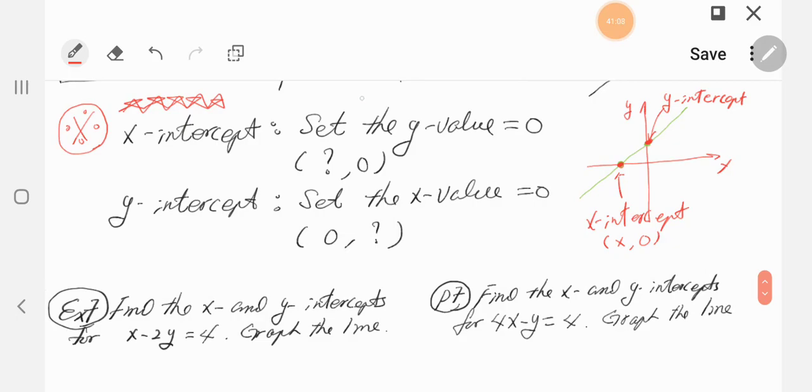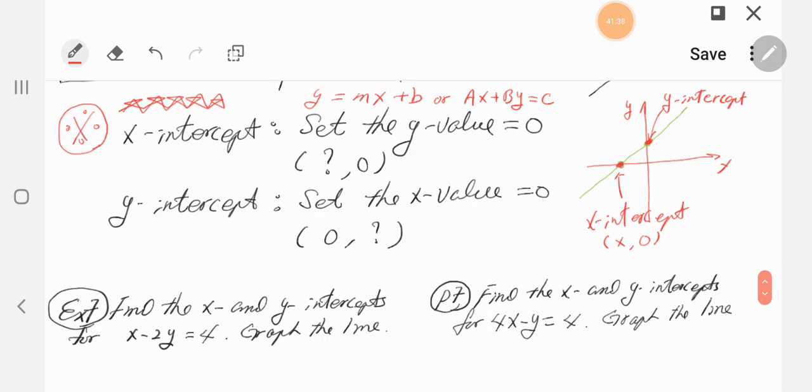So we have an equation. y is equal to mx plus b, right? So we have an equation in the form y equals mx plus b, or we may have ax plus by is equal to c, right? So we have a linear equation like this. Then if you set the y value equal to 0, the x value we find is the x-intercept.